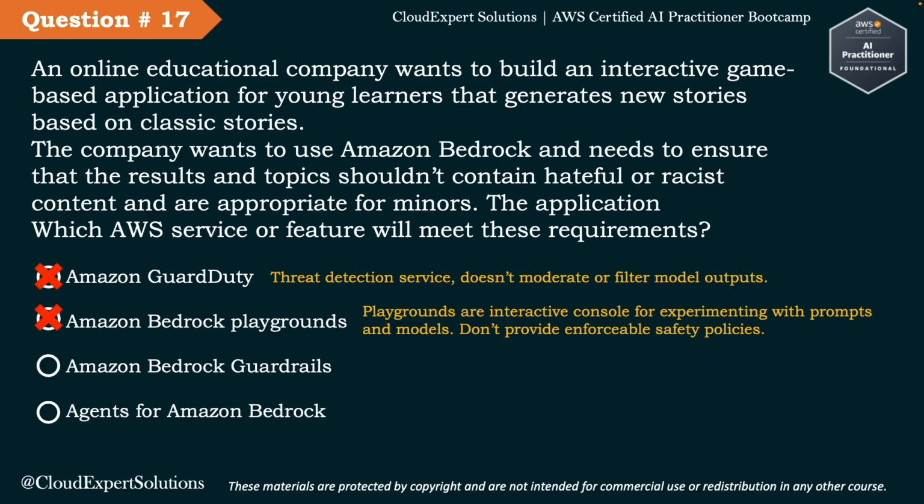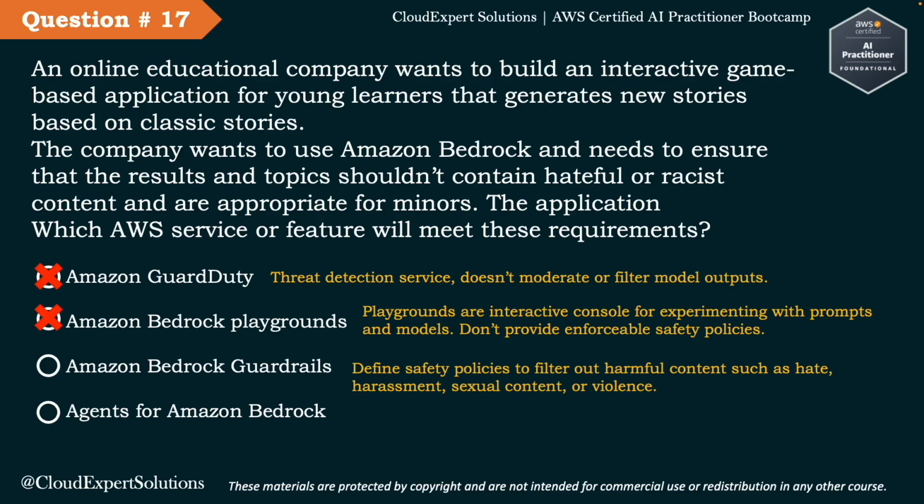Option number 3, Amazon Bedrock Guardrails. Guardrails for Amazon Bedrock let you define safety policies to filter out harmful content such as hate, harassment, sexual content, or even violence, and that can be tailored for each appropriate output. That is why this is a potential correct option. Let's park it and review the last option. Agents for Amazon Bedrock. Agents will help orchestrate multi-step tasks and tool uses with LLMs, and by default, agents will not provide any safety filtering or content filtering. That is why this is also not the correct option.